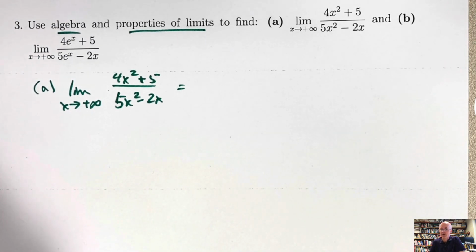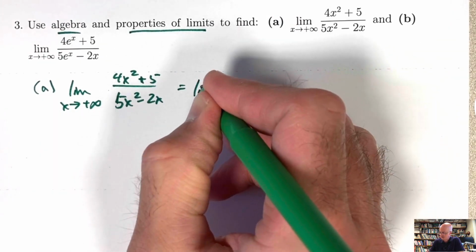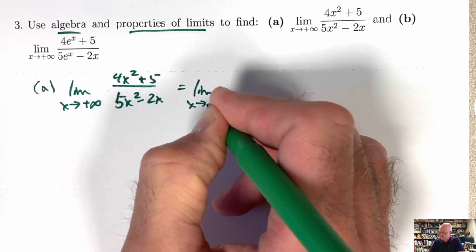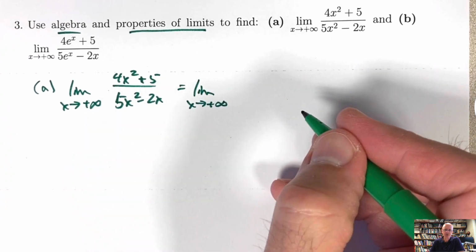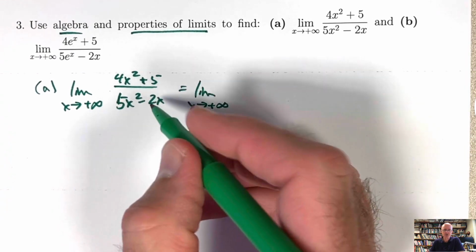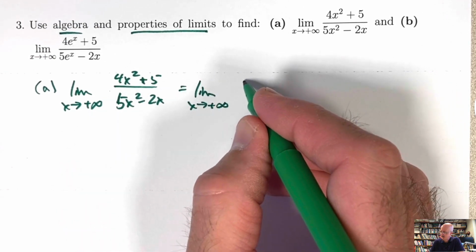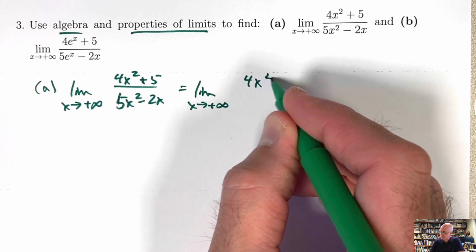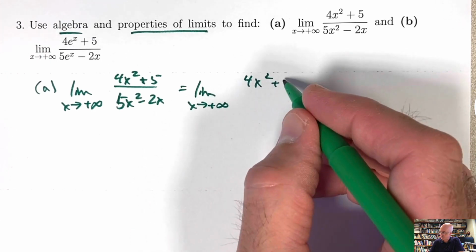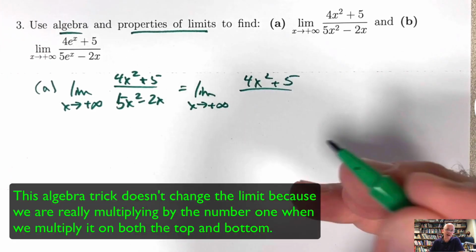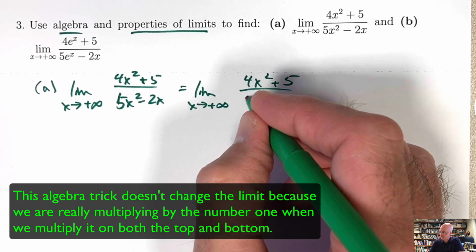Because what is infinity over infinity? Technically, it's undefined. So we need to do an algebra trick here before we use the property of limits that I was hinting at. The algebra trick to use when you've got a rational function where the degree of the top and the bottom are the same is to multiply the top and the bottom by 1 over that highest power of x. Or in fact, divide by that highest power of x on the top and the bottom.